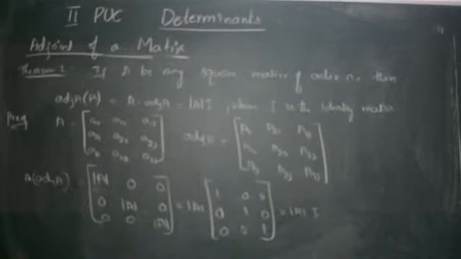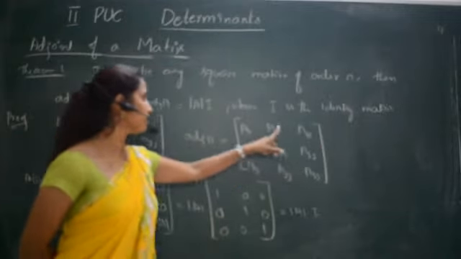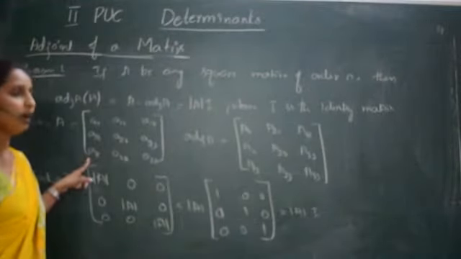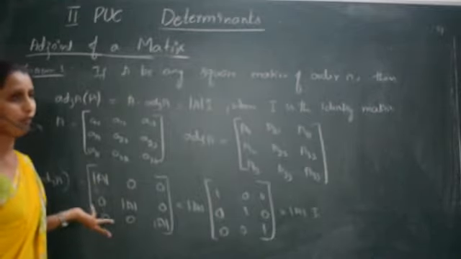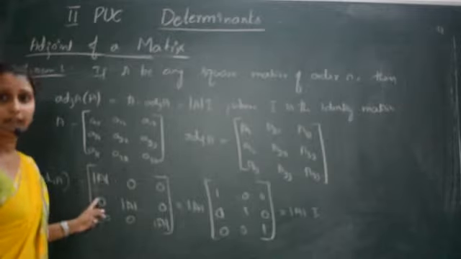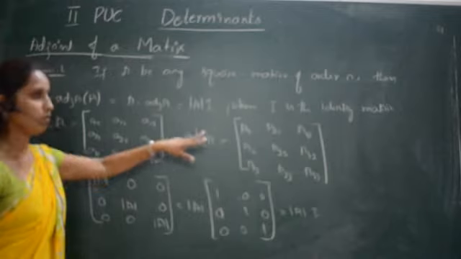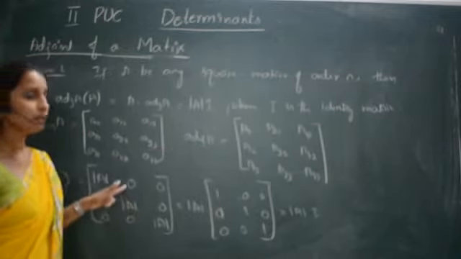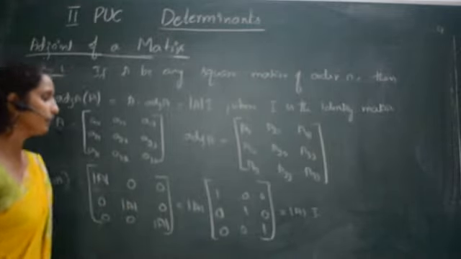When you calculate adjoint A into A, what happens again? The first row A11, A21, A31 multiplies with A11, A21, A31. That means again same row and same cofactor. So again we'll get determinant of A. If I multiply with the second column, then cofactors of another row multiply with one more row. That means that will be 0. Again we are getting the same value, which is equal to determinant of A.